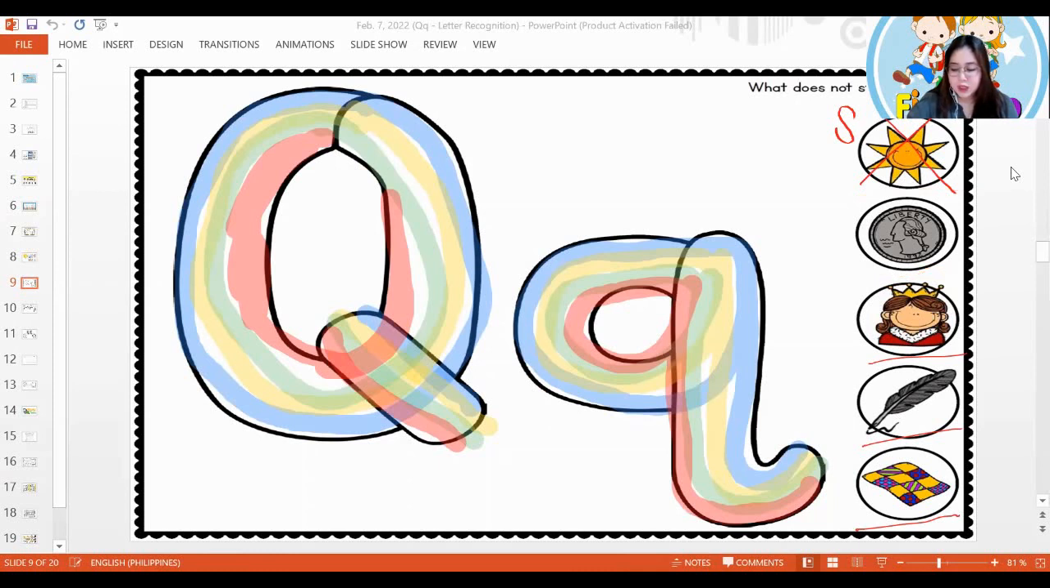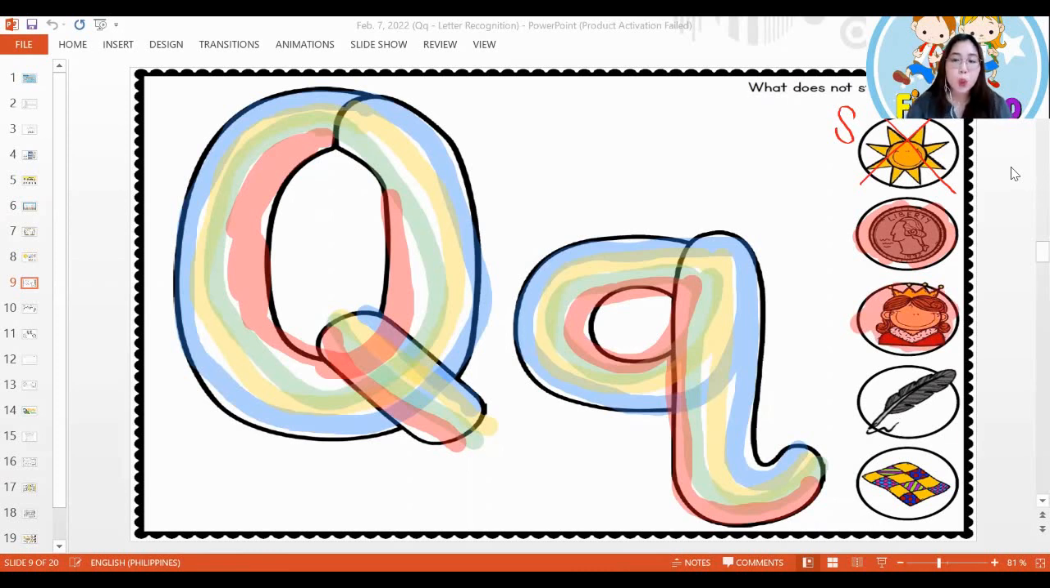The next picture that we have, it's a coin and the name of the coin is a quarter. Quarter. Does quarter start with the letter Q? Yes, it does. So let's color it. Next picture, we have queen. Queen. Does queen start with the letter Q? Queen? Yes. Q is for queen.